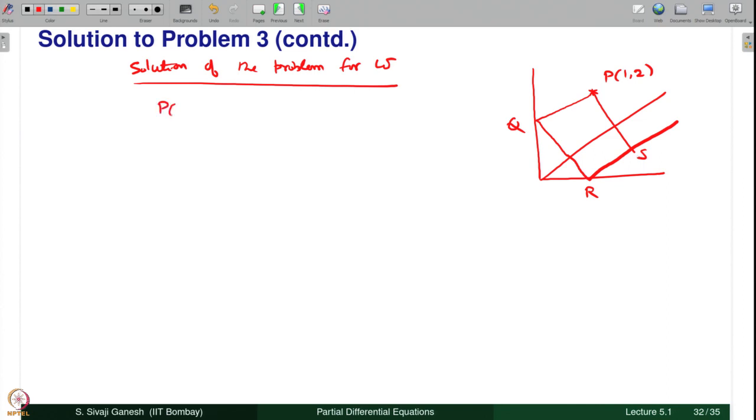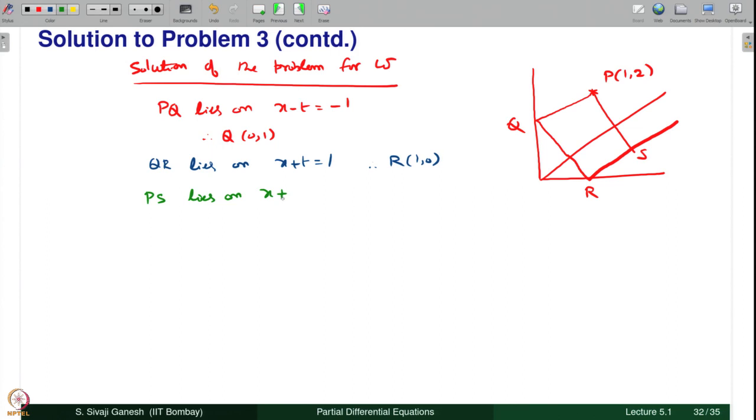PQ lies on x minus t is equal to minus 1. Therefore, Q is (0, 1). QR lies on x plus t is equal to 1. Therefore, R is (1, 0). PS lies on x plus t is equal to 3. RS lies on x minus t is equal to 1. Therefore, S is (2, 1).